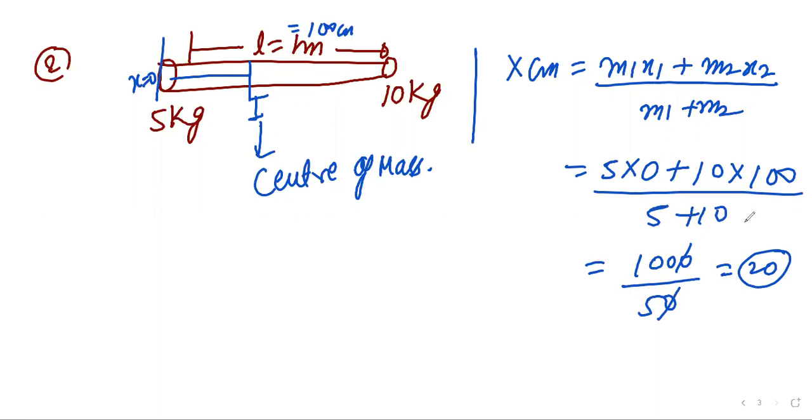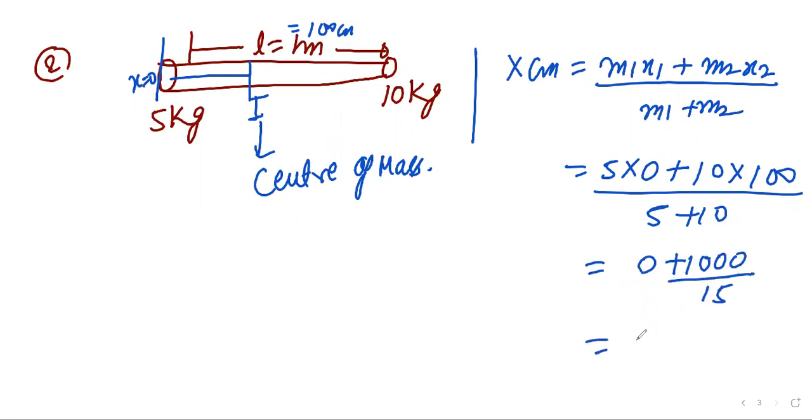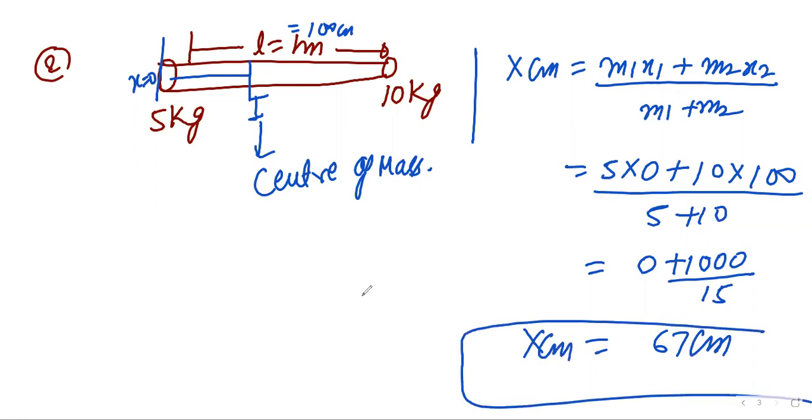This is not 50, this is 15. Right, so we had the wrong answer. Erase this part, so the addition is 15. So this is 0 plus 1000 divided by 15, which comes out to be about 67 centimeters for the center of mass. This will be the answer. Now see question number three.